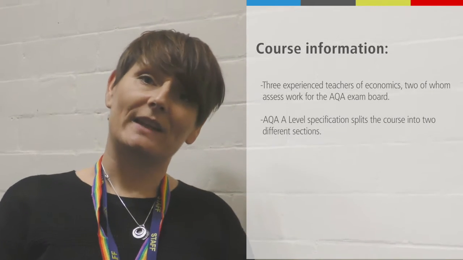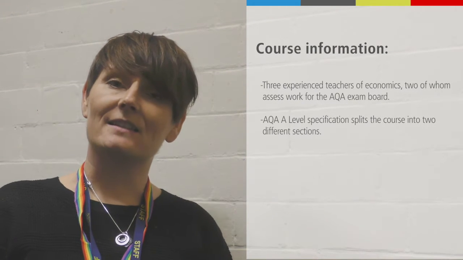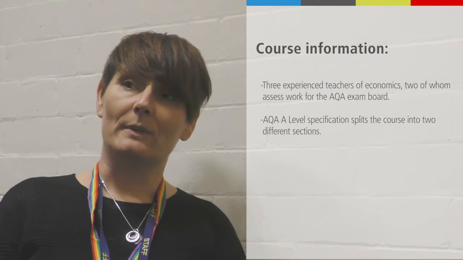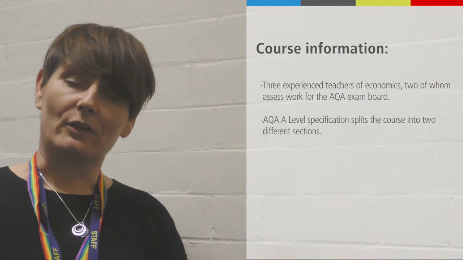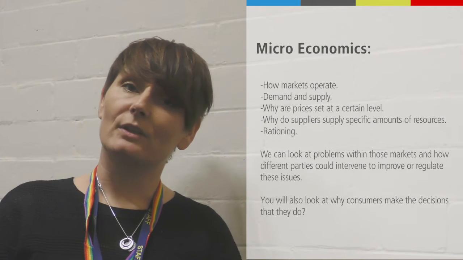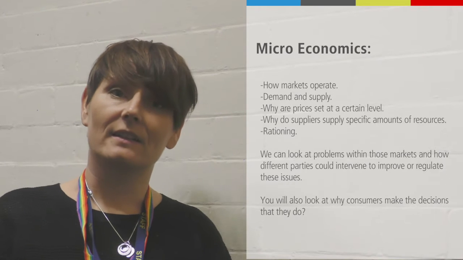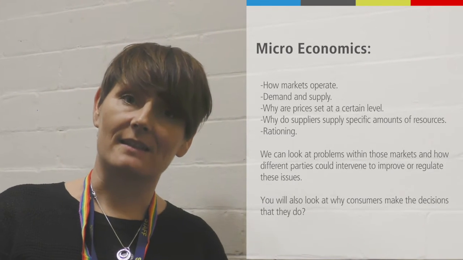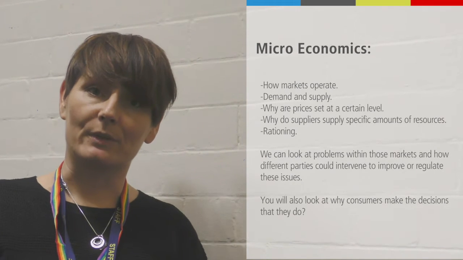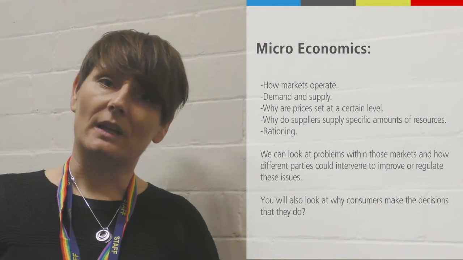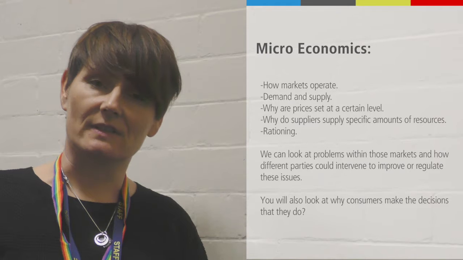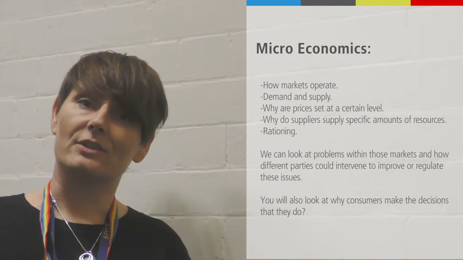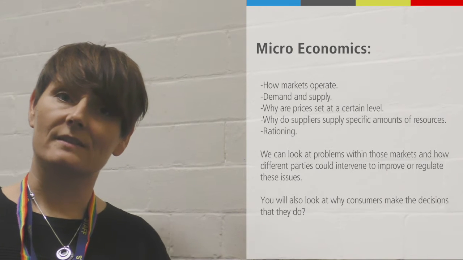We teach the AQA spec at A level, and that splits into 2 main sections. So we have microeconomics and macroeconomics. In microeconomics, we look at how markets operate, so demand and supply within those markets. Why is price set at a certain level? How does that happen? And why do suppliers supply the amount that they want to supply? So in this sense, we're looking at how markets ration scarce goods and resources.